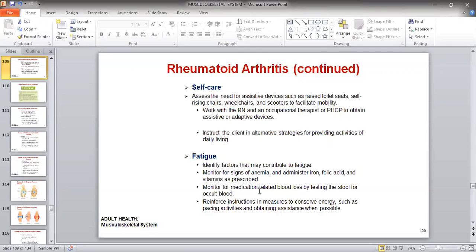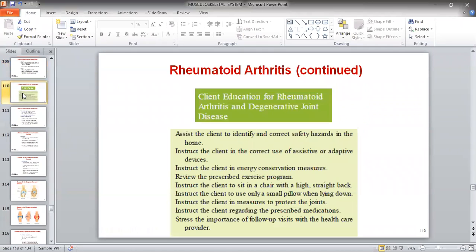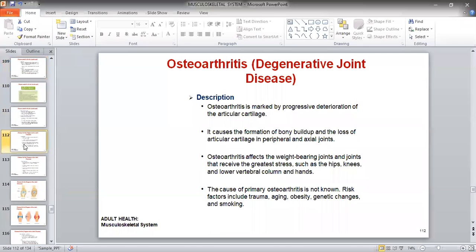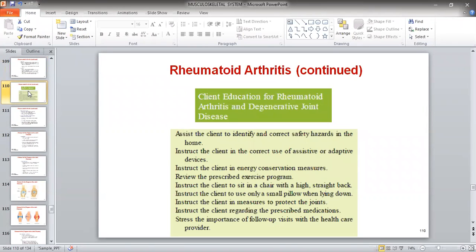Monitor for medication-related blood loss, right? Medication-related blood loss. We have to test the stool for occult blood test. Occult blood test, I said, right? So here also reinforce the instruction in measures to conserve energy, right? So we have to encourage them to save energy. So it is also important to educate your patient, right? Educate what should be included in the patient education.